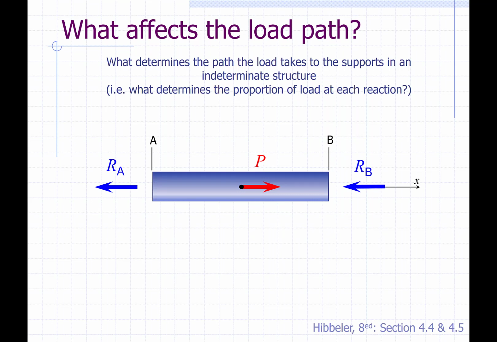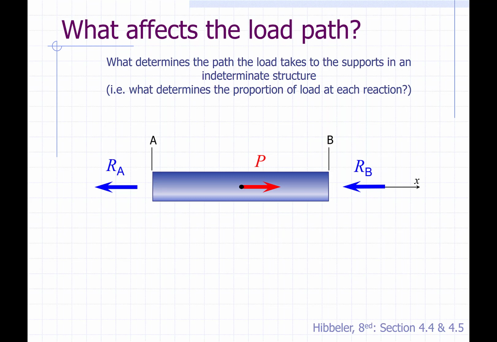Here we have RA and RB. A couple of things to consider. Where is the load applied? If the load was applied in the center, and all of the properties of the bar are the same, left and right, we would have a symmetric system. And so we could probably deduce that the reaction at A would be equal to the reaction at B.